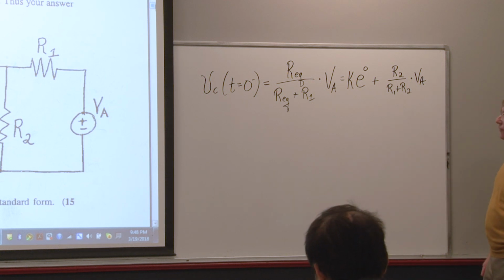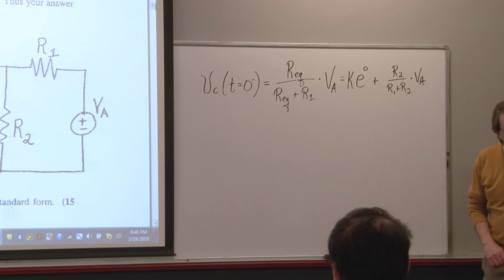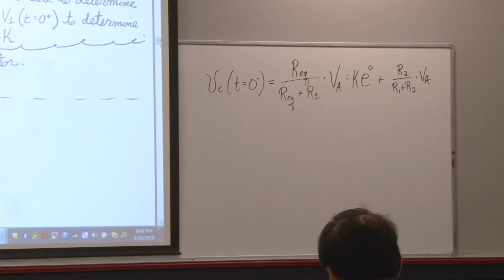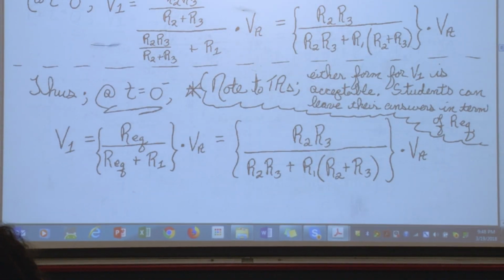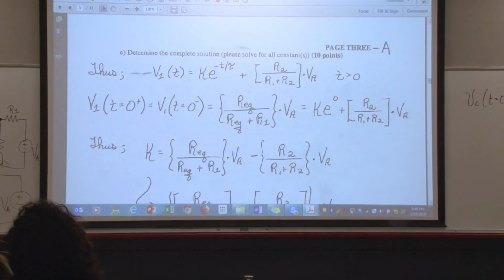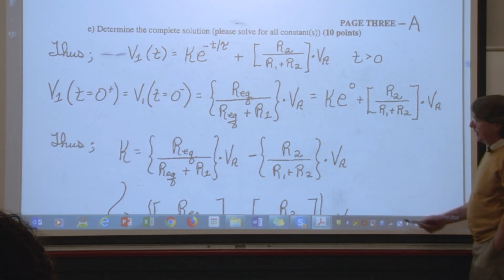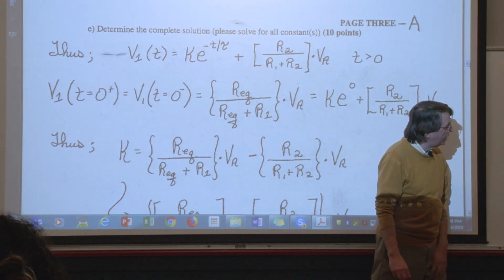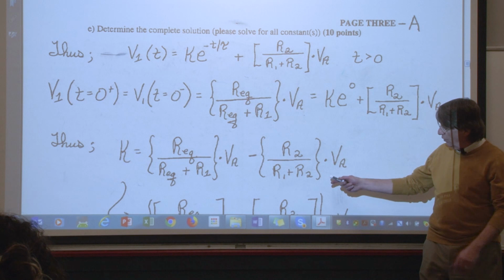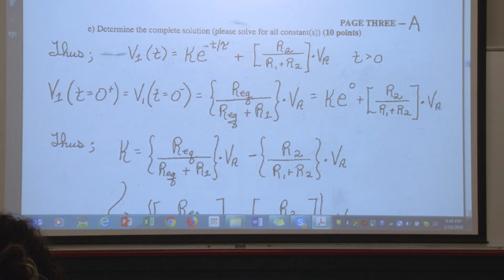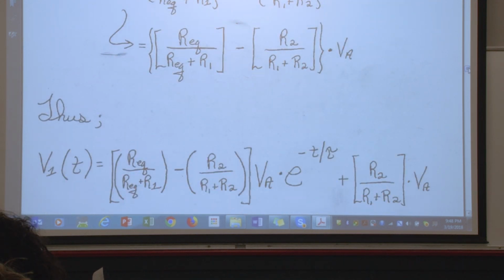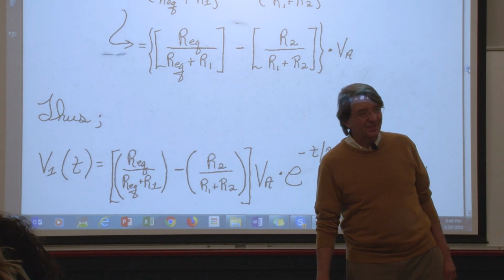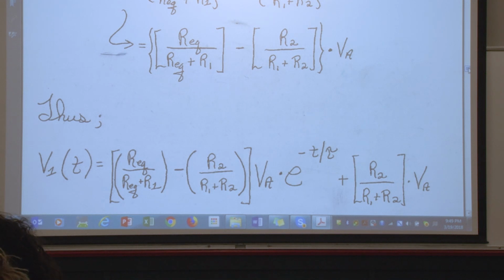So now, my colleagues, solve for K and then substitute K back into the total solution. Let's now look at my solution so we don't have to write it all on the board. Here is K. Going back to the screen here, K is this minus this: REQ over REQ plus R1 times VA minus R2 over R1 plus R2 times VA. And what do we now do? Plug it in. K e to the minus t over tau plus the right-hand side. Plug in for K, and we're done. We still got one more part to go, but that gets us through almost the whole problem.